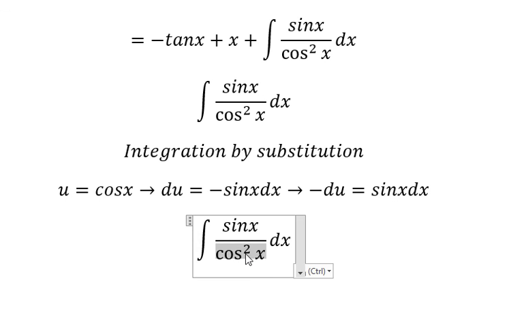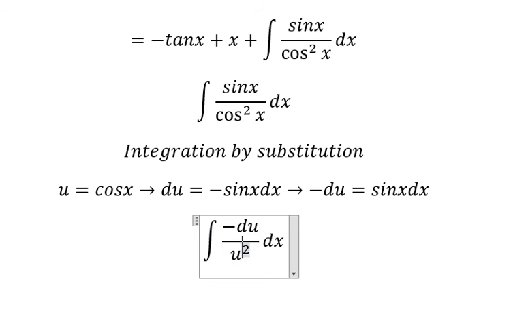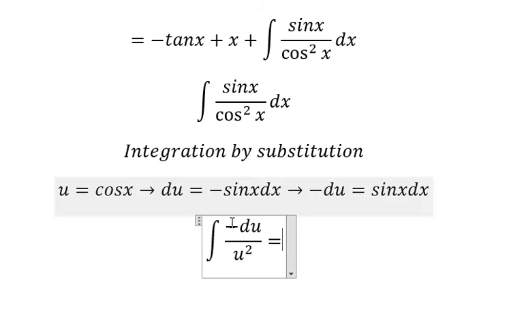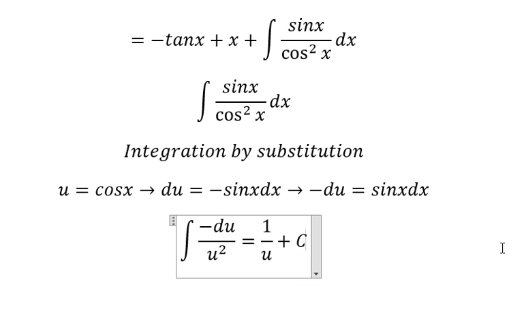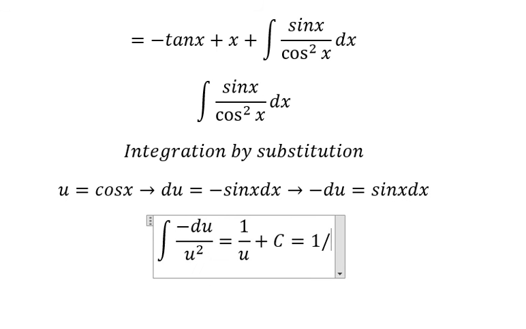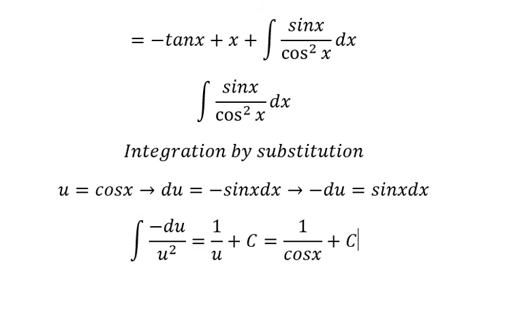So this one you get u squared. Sin x dx we change to negative du. The integration of this one, you get 1 over u, and we put c. About u, that's cosine x, and we put capital C.